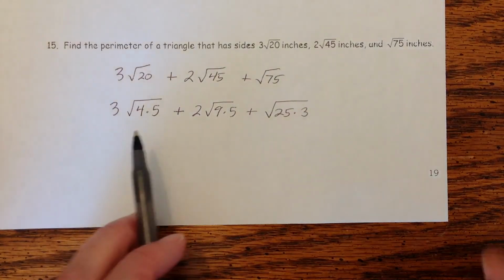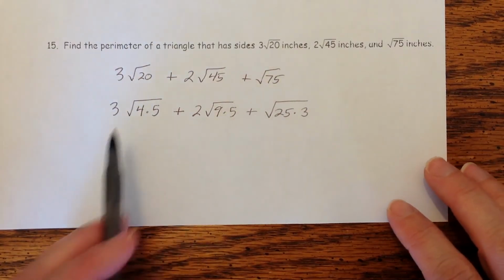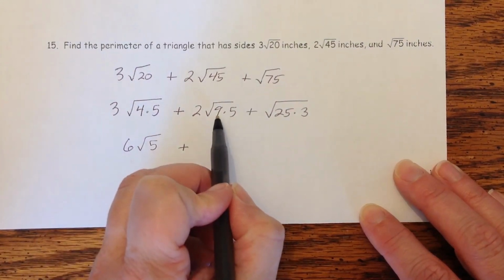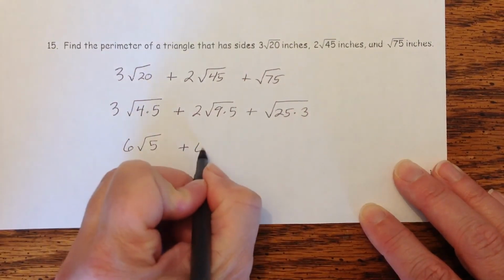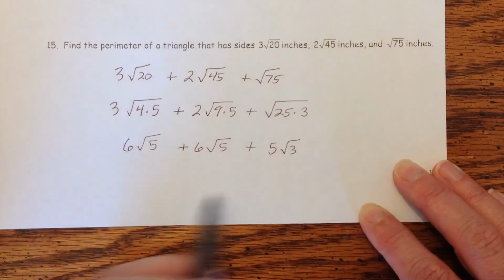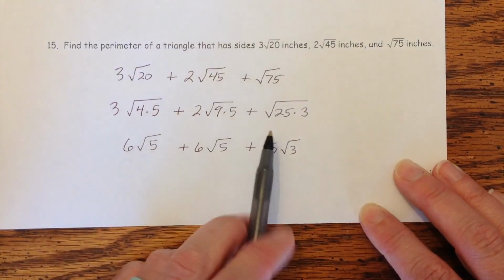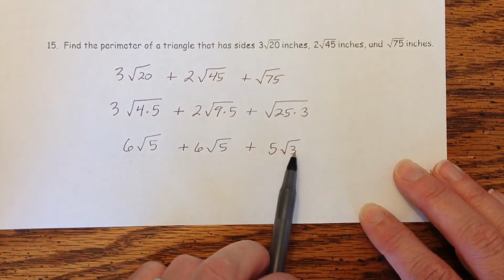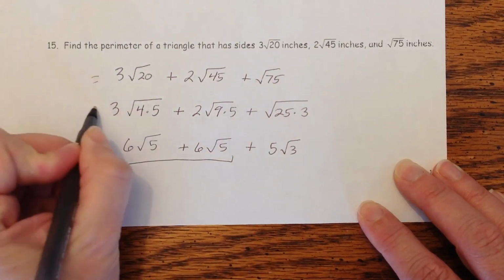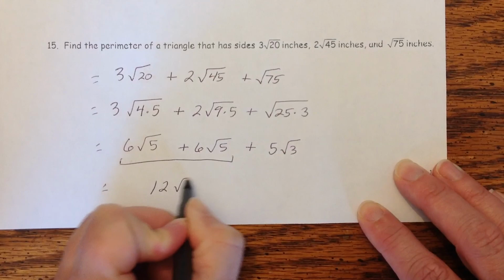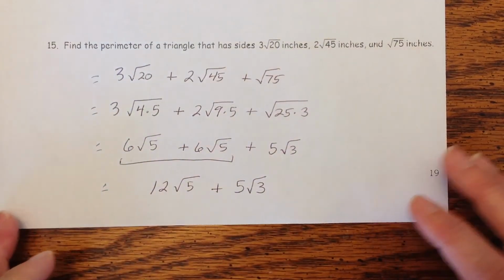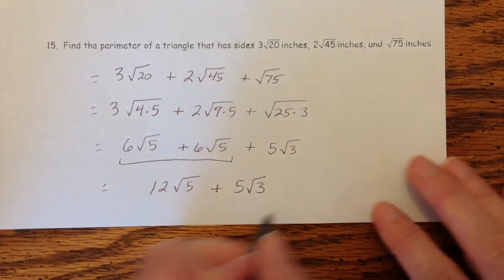So this one would be square root of 4 is 2. 2 times 3 is 6. So I get 6 square roots of 5 plus square root of 9 is 3. 3 times 2 is 6. Square root of 5 plus square root of 25 is 5. Square root of 3. Now I can't add all of these together because square root of 3 is not the same radical as square root of 5, but these I could add together. So I get 12 square roots of 5 plus 5 square roots of 3. Remember, we're finding perimeter, so we need to label this with inches.